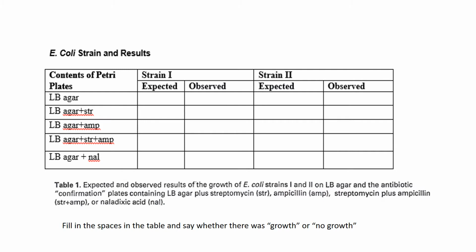This is your results table for Lab Day 1. In Table 1, input whether there was expected growth or no growth of strains 1 and 2 on the plates based on what you know from theory. Therefore, consider the antibiotic genes of each strain and say what you would expect. For example, if you recall, strain 1 has the antibiotic resistance gene for strep on its chromosome. Therefore, you would expect to see growth on the LB agar plus strep plate.